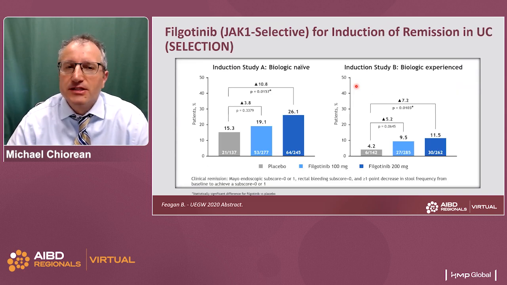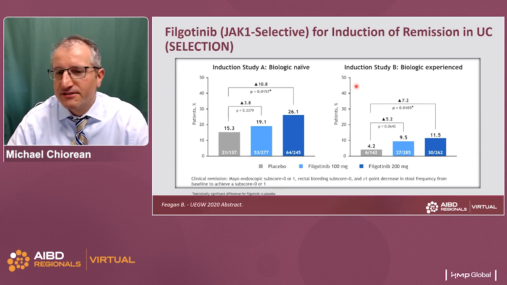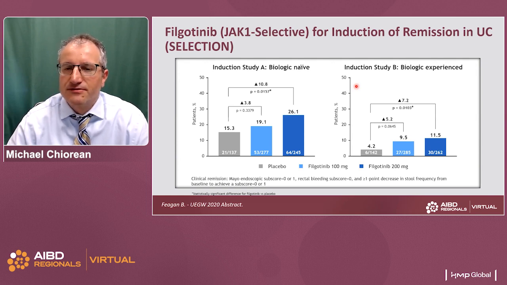Filgotinib is another JAK1 selective inhibitor, just wrapped up the phase 3 program for ulcerative colitis. This data was presented a few months ago at the UEGW. These are the results for the induction study, bio-naive patients on the left and bio-experienced patients on the right. Again, same story, a lower magnitude of response in patients who failed other biologic agents, but the effect difference was there, and there was a significant difference along with a dose response between the higher dose and placebo.